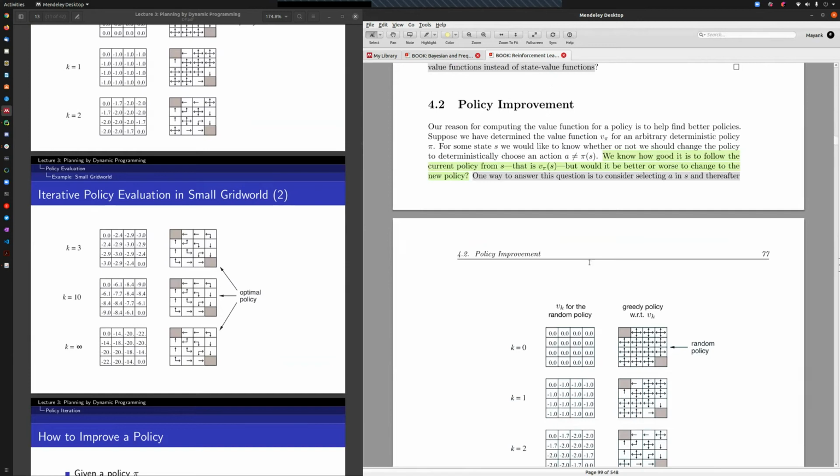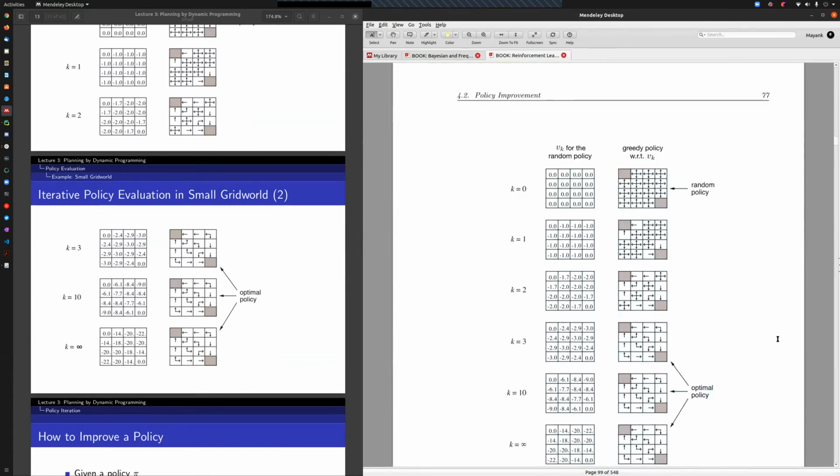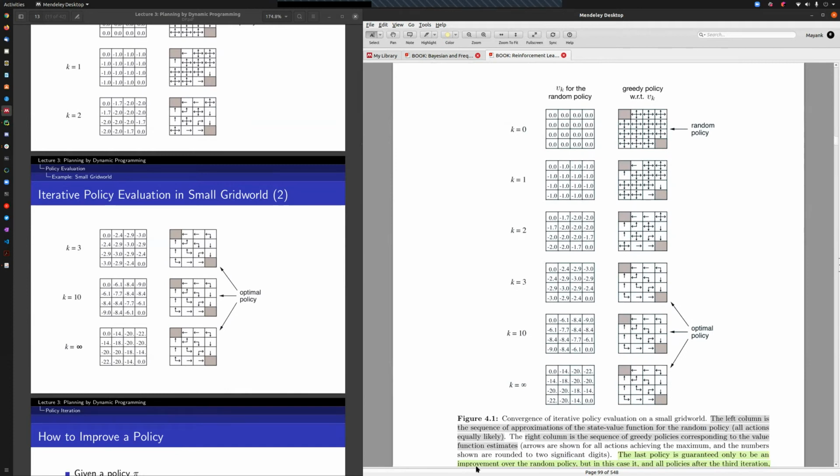Now let's take a quick look at the policy improvements. So this was the convergence of the small grid world. You can see at k equals 3, the optimal policy is reached, and you do not have to go to k equals 10, but the values are being iterated.